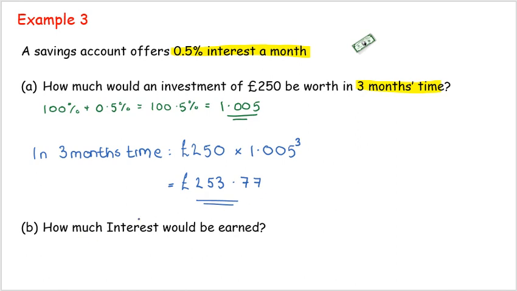What I want to know is how much interest would be earned. So the interest is just that extra money that the bank has paid into the account. So in this case, let's see, I started off with £250 and I ended with £253 and 77 pence. So just a simple case of saying that interest earned is equal to my 253, so my final amount, subtract my 250.